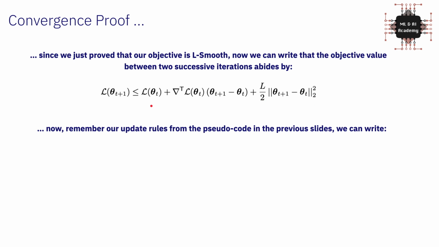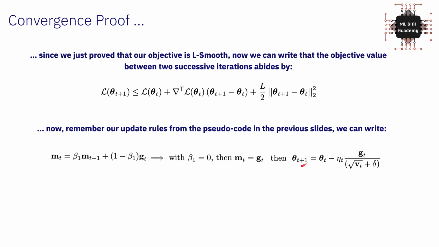And now we remember our update rule from the pseudocode. So the update rule of m_t looks like this. As we said before, the authors choose beta 1 to be 0, which gives me m_t to be g_t, and therefore my update theta_{t+1} becomes theta_t minus eta g_t over square root of v_t plus delta. So now we take this equation and start plugging it inside this bound here.